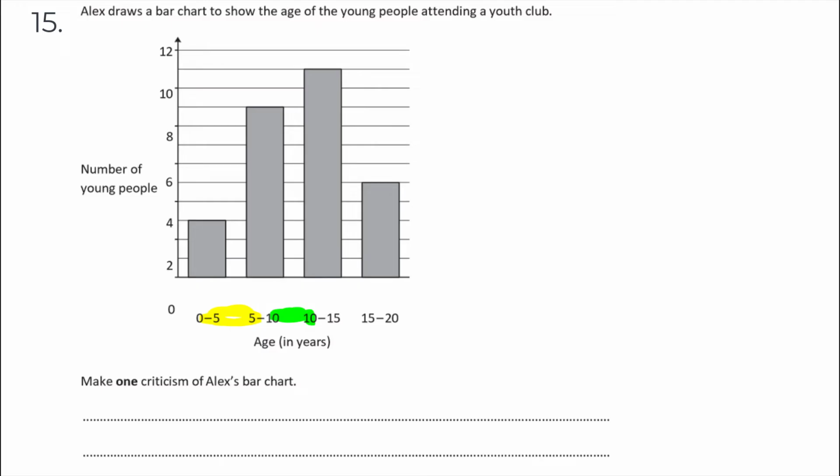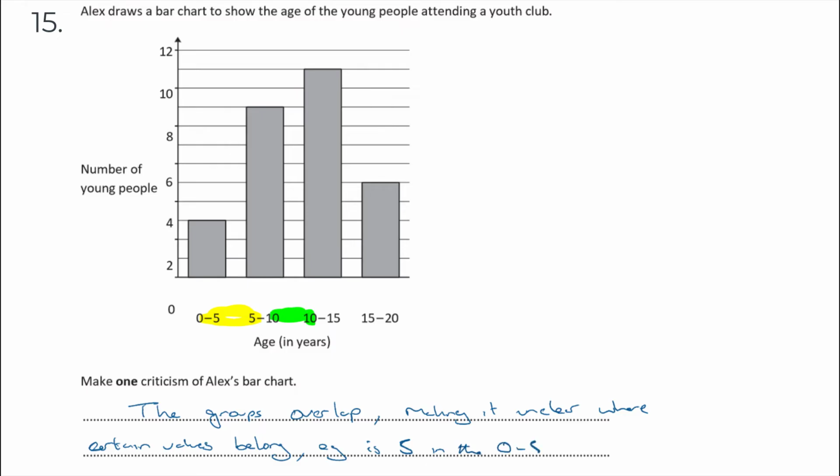So I'm going to say the groups overlap, making it unclear where certain values belong. E.g., is 5 in the 0 to 5 group or the 5 to 10 group? Okay, I always write a lot more than the bare minimum that you need to get these marked, but I don't know. I like to be thorough.